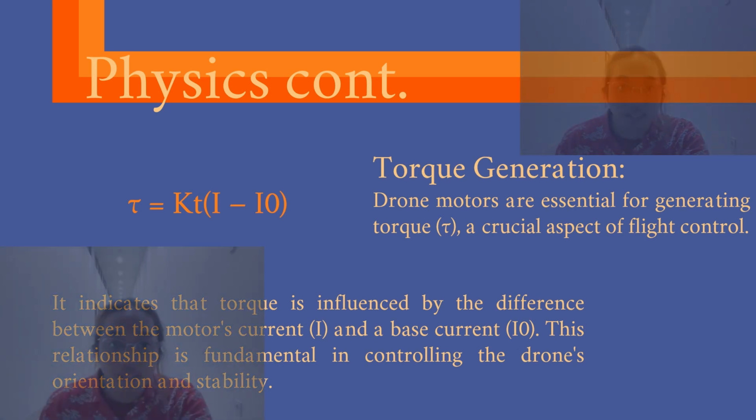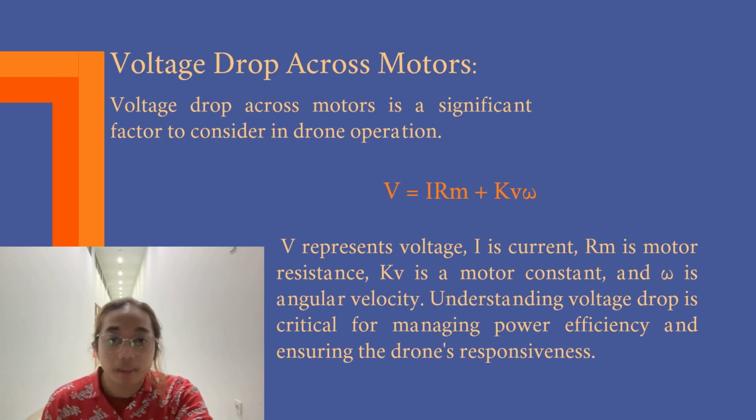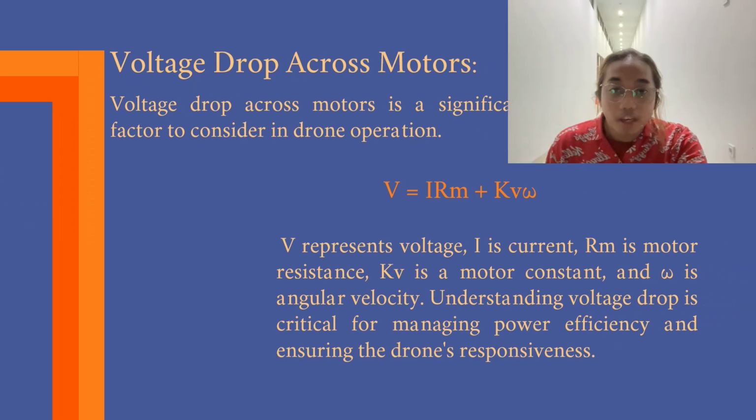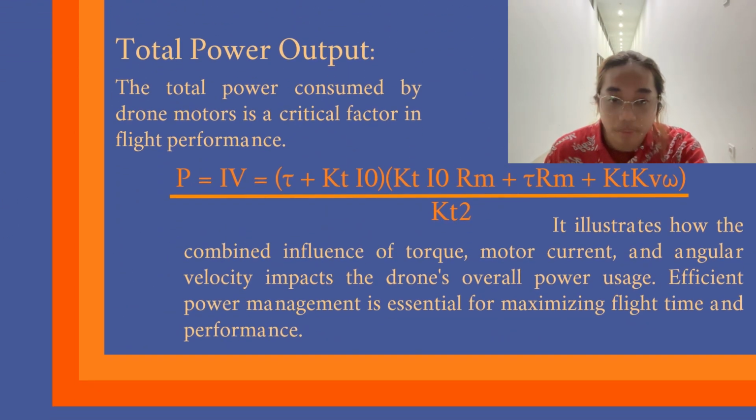But that's not all. Understanding voltage drop across motors is a must, described by V equals I RM plus kV omega. This equation underscores the significance of voltage drop in drone operation. It illustrates the interplay between voltage, current, motor resistance, motor constant, and angular velocity, all critical for efficient power management and flight responsiveness. Total power output emerges as a key player in drone performance.